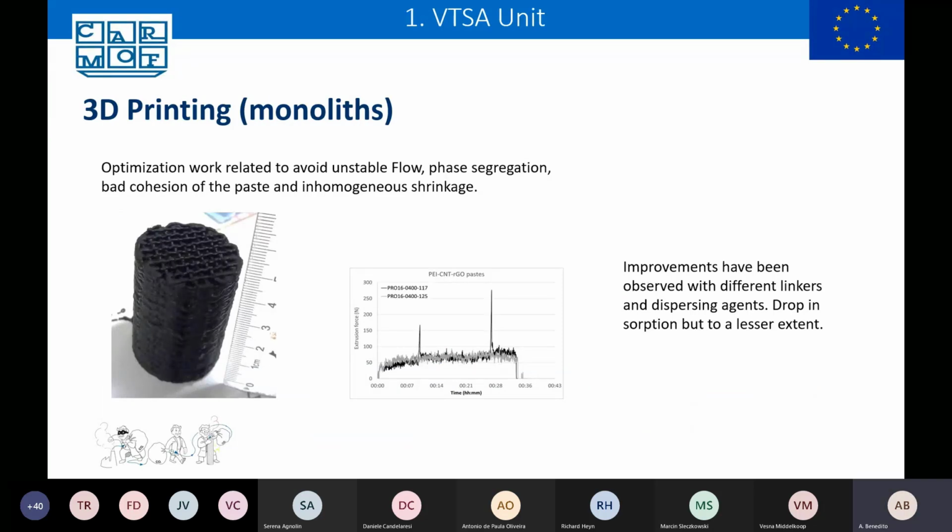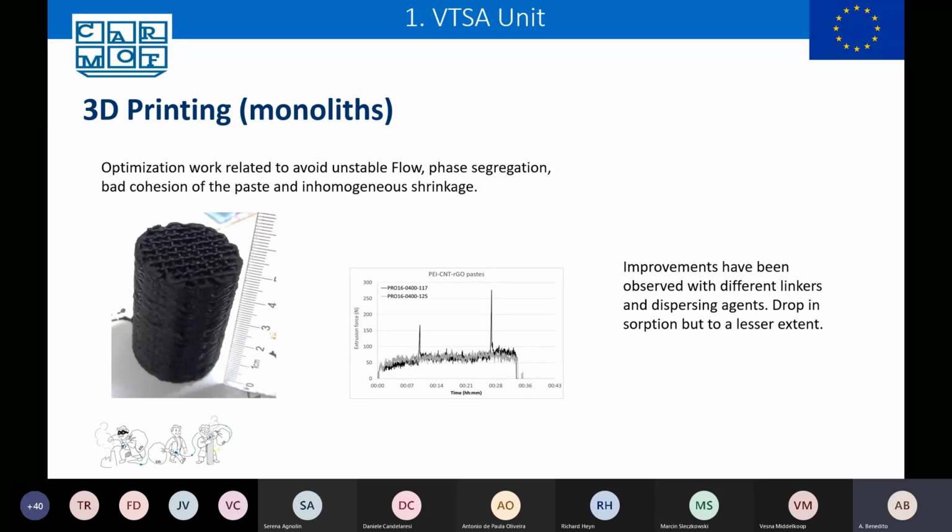The next step of the preparation of the BTCA unit is the printing of the pastes that we have optimized in the previous work, printing in different monolith structures. Of course, all these pastes have been printed at Victor facilities.